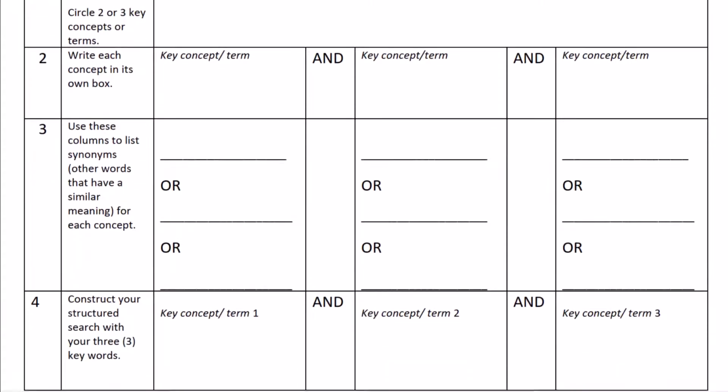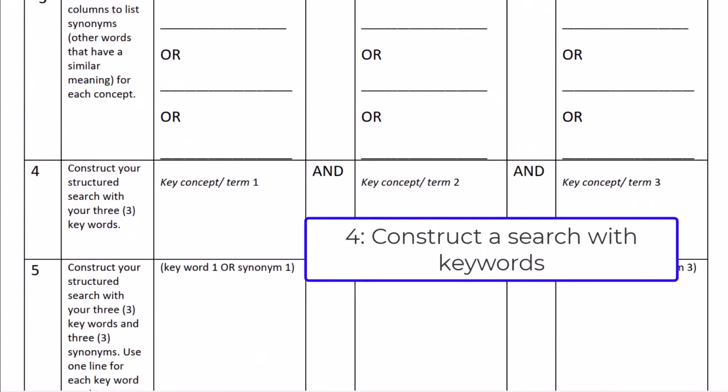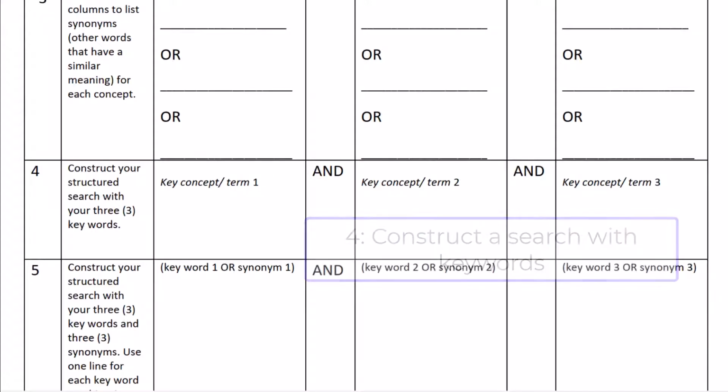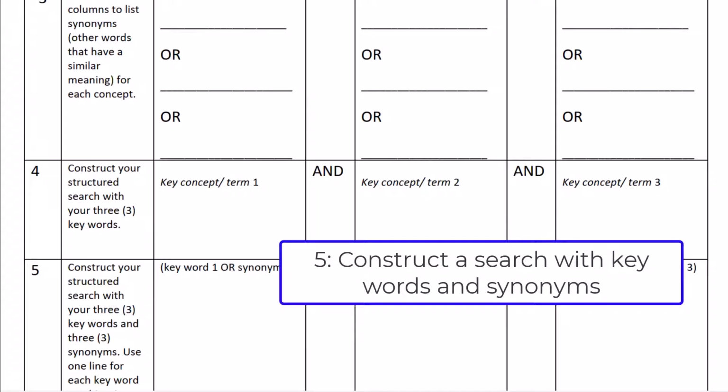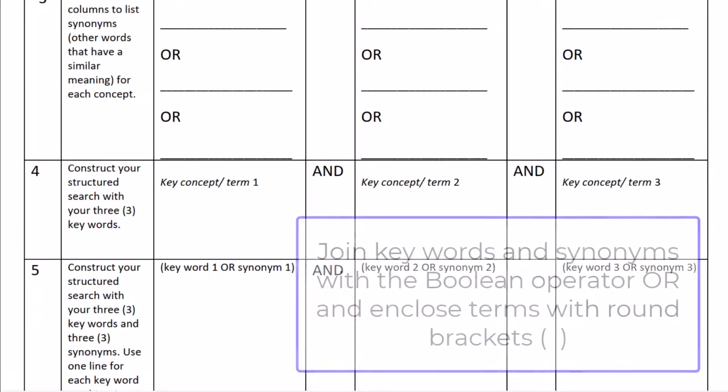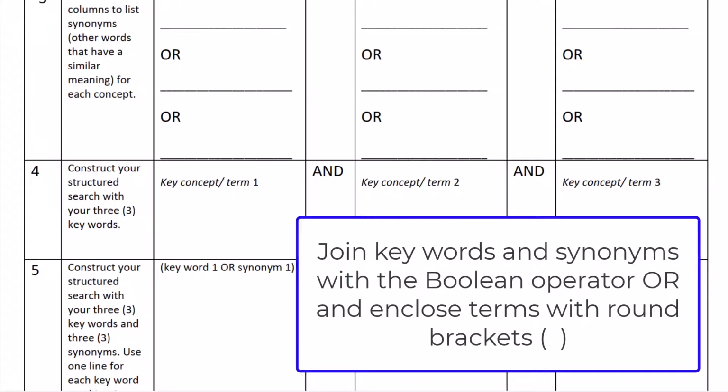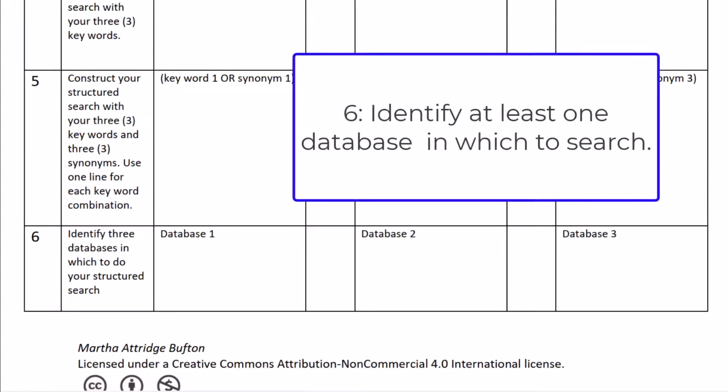4. Construct a search with your keywords. Remember to join these concepts with the Boolean operator AND. 5. You can also construct a search with your keywords and synonyms. You will join the synonyms with the Boolean operator OR and enclose each set of synonyms with round brackets. The brackets are necessary so that the search engine recognizes the terms as synonyms. 6. Identify at least one library database in which to search. You can use the advanced search in a library database such as Omni to find relevant materials.